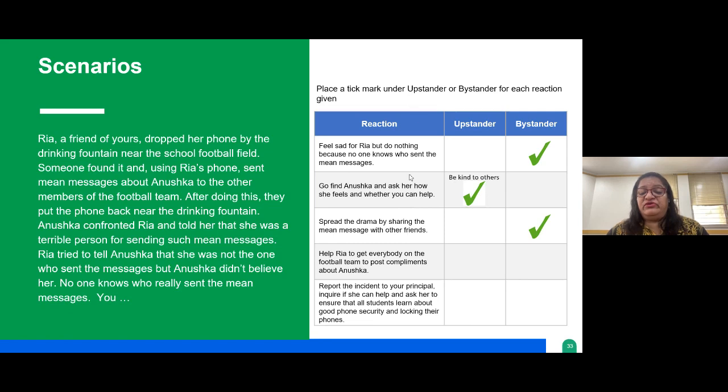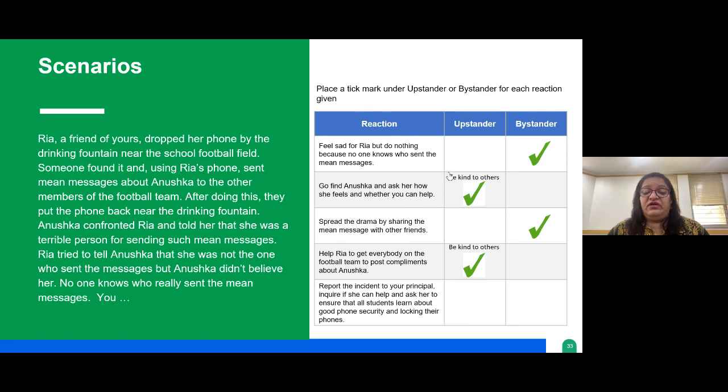Second, another scenario is when you help Priya to get everybody on the football team to post compliments about Anushka. Who would you be? Remember, you're bringing in the humor, you're bringing in the change of scenario, bringing in the change of communication that is going around. You're an upstander. Wonderful. Pravita, it would not be a bystander because you're actually doing something about it, right? So it is a positive thing that you're doing about it.